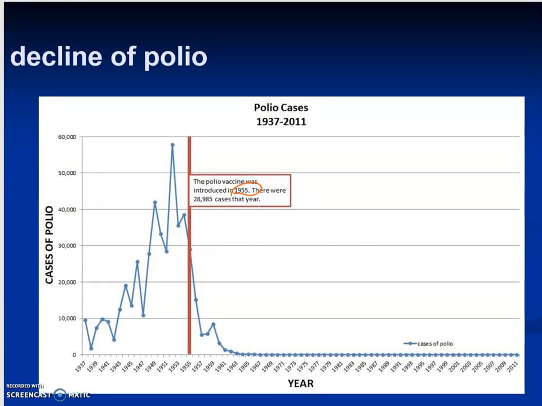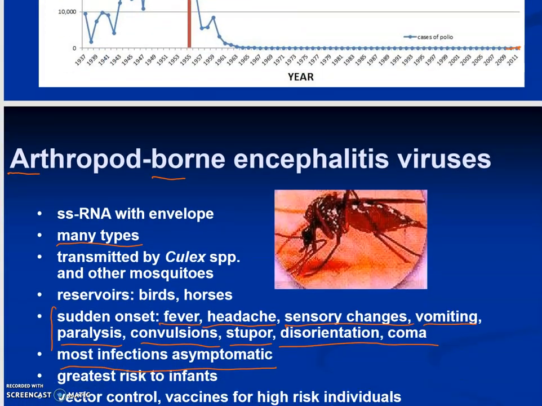Here's the decline of polio between 1937 and 2011. You can see here a spike in cases in the early 1950s. And then in 1955, the polio vaccine became available. It was introduced in 1955, and there were 28,985 cases that year, but then after that a sharp decline, and it's been down ever since. This vaccination is just very successful.